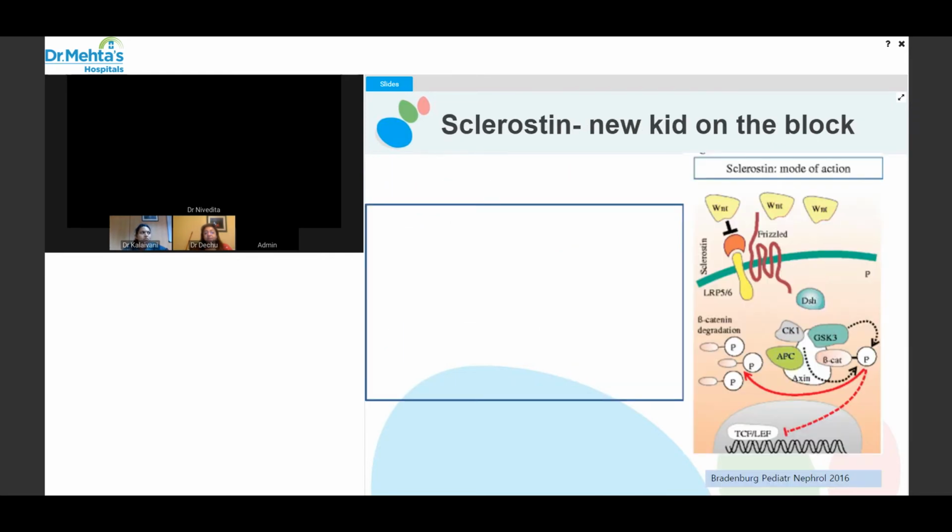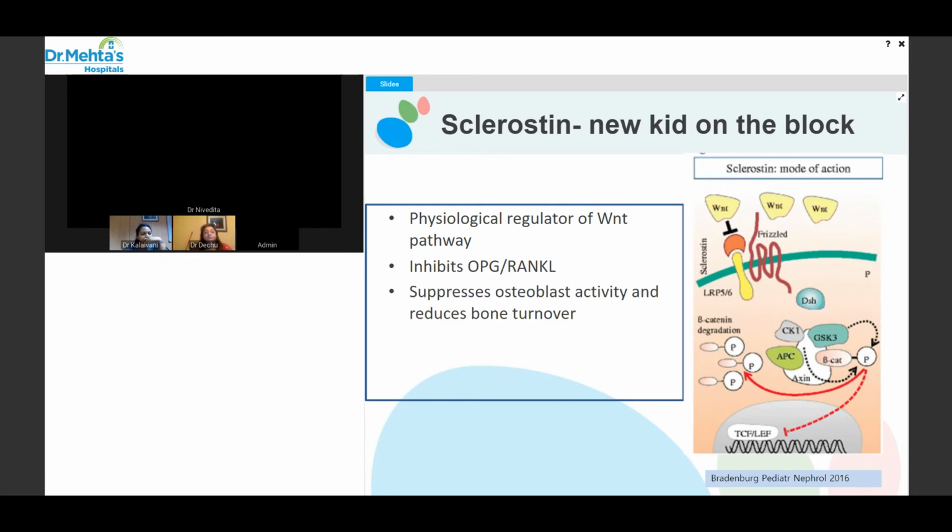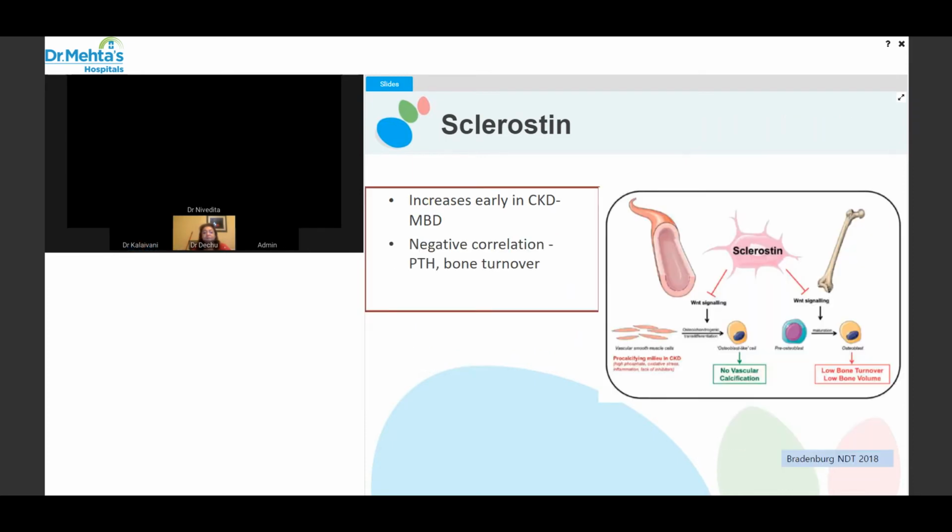Sclerostin, the new kid on the block, is a physiological regulator of the Wnt pathway and inhibits the OPG-RANKL system, thereby suppressing osteoblast activity and reducing bone turnover. Needless to say, it is important in the pathogenesis of adynamic bone disease. It also increases FGF23 secretion and inhibits active vitamin D. It's increased very early in CKD, and this is again a paradigm shift that is probably going to be studied in more detail in future. But what is now said is that sclerostin probably increases earlier than FGF23. So is it the new initiating factor or the triggering event?